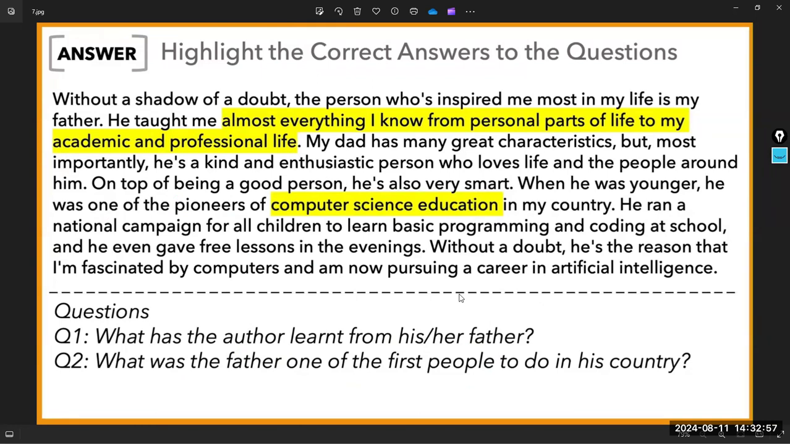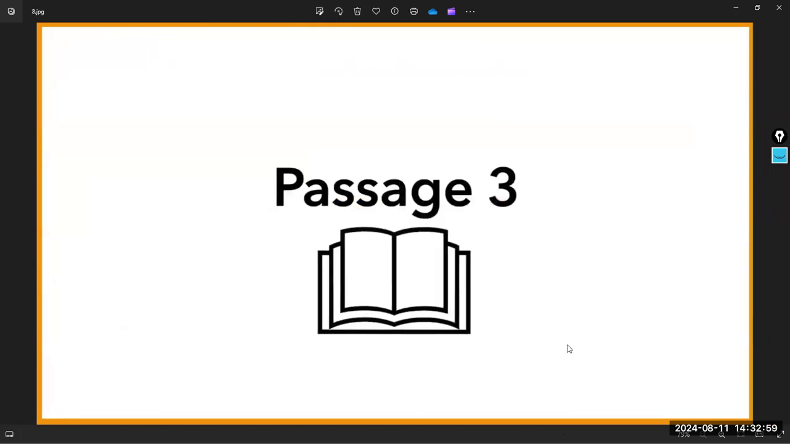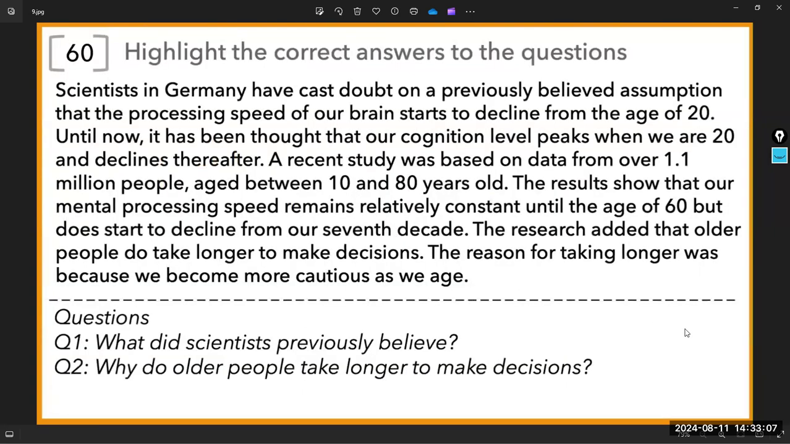So this is it. Now let me show you the next passage. And as usual, 1 minute is going to be specified. If you need more time, you can pause the video and complete the practicing. So time starts.